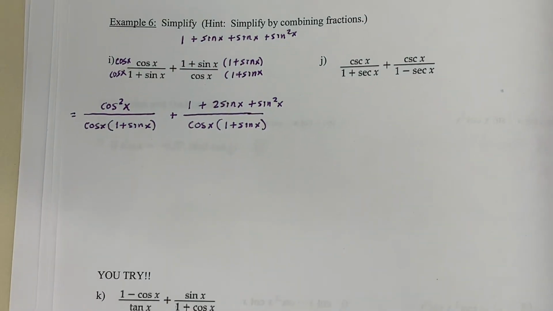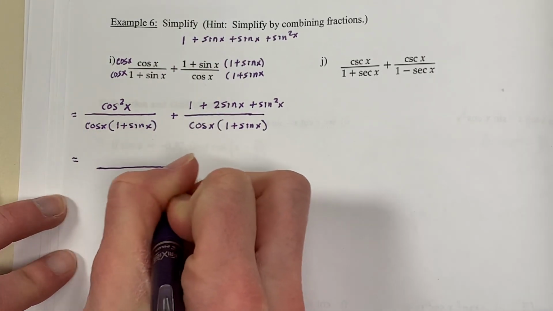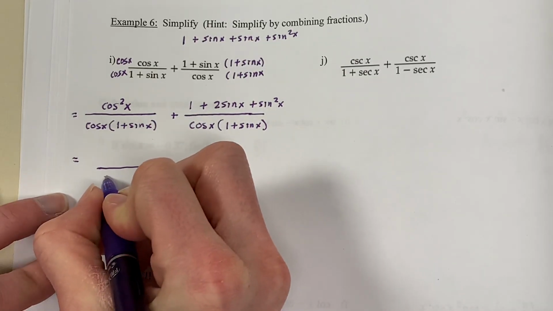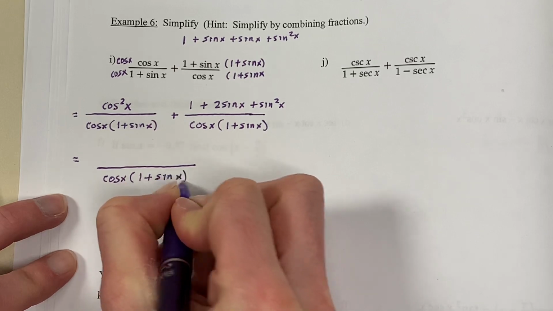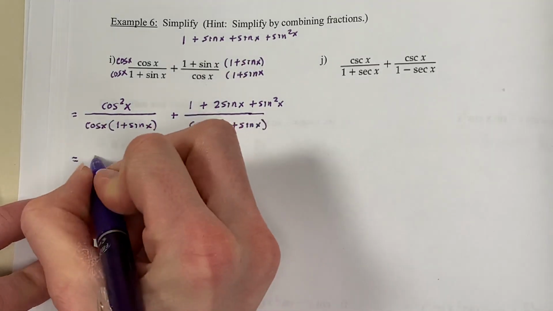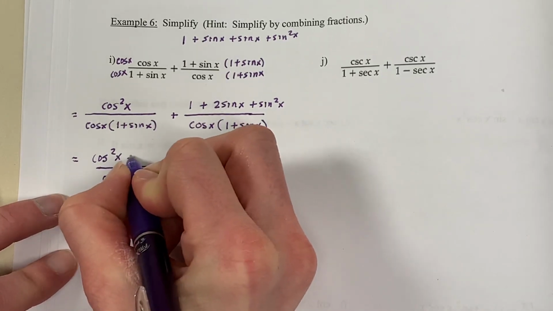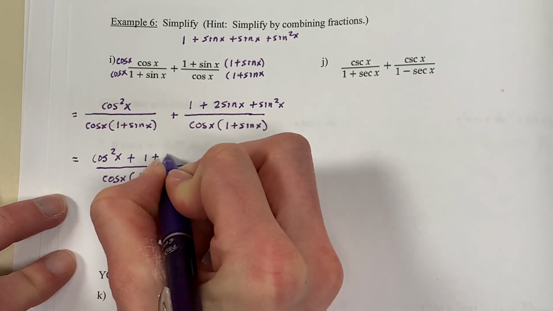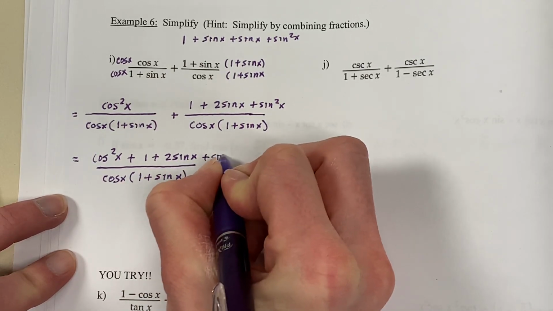I have two fractions with a common denominator. Now I'm going to combine these as a single fraction. And when I combine them as a single fraction, I have my common denominator, cosine x times 1 plus sine x, as the denominator, and I combine like terms at the top. There's nothing that's alike, so I'm going to copy down my cosine squared x, and I have plus 1 plus 2 sine x plus sine squared x.